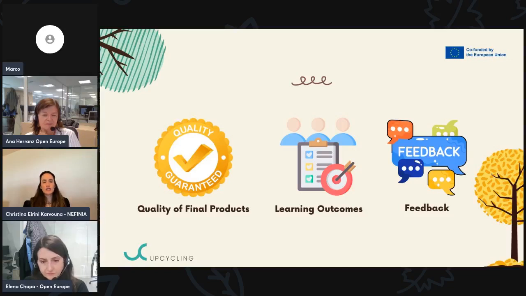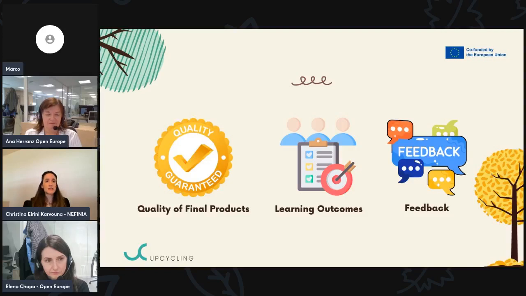Learning outcomes considers the educational value of upcycling, including its alignment with curriculum objectives and its ability to promote critical thinking. And then we conclude with feedback, which we can divide into two sectors. We have the teacher feedback, which is collected from teachers to understand the success of the activities and identify areas of improvement. And not to forget that we always need to receive feedback from the students to gauge their experiences and insights, contributing to the refinement of upcycling projects.